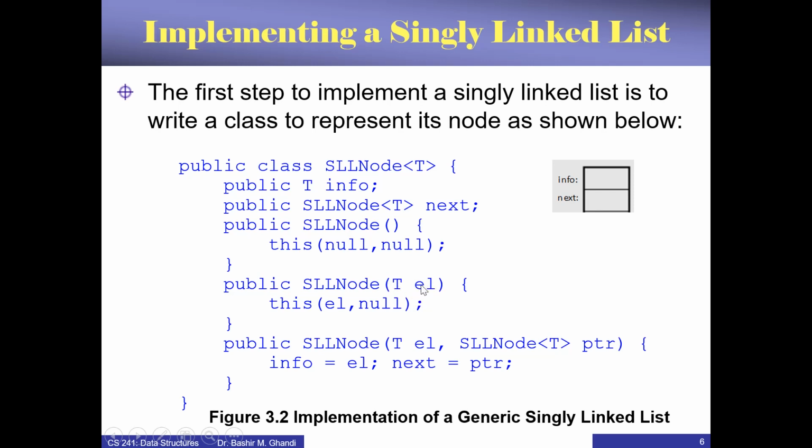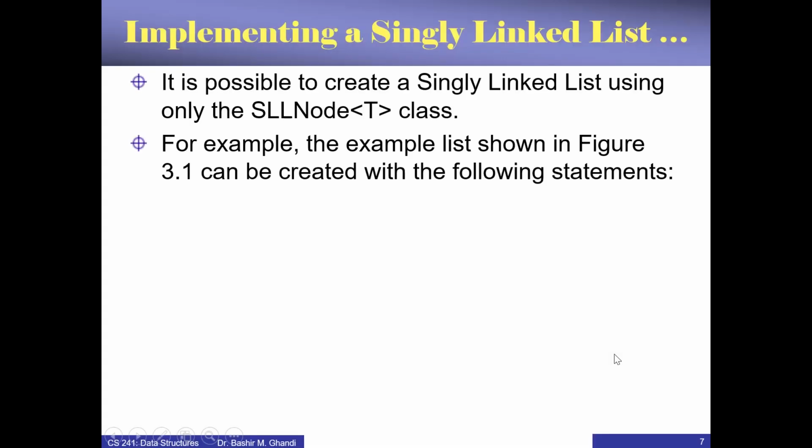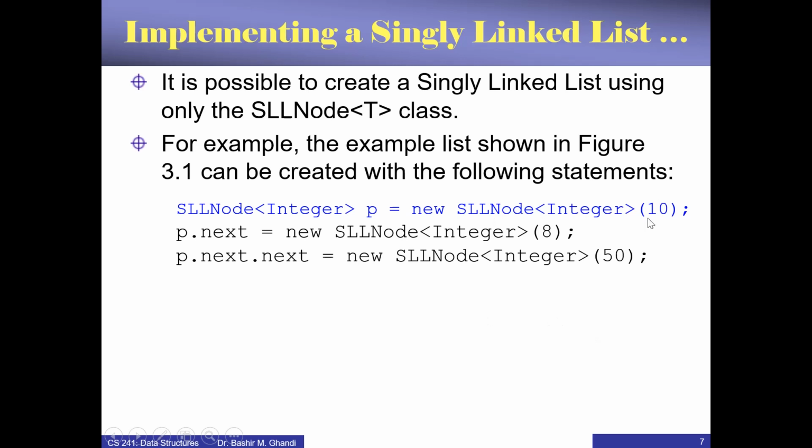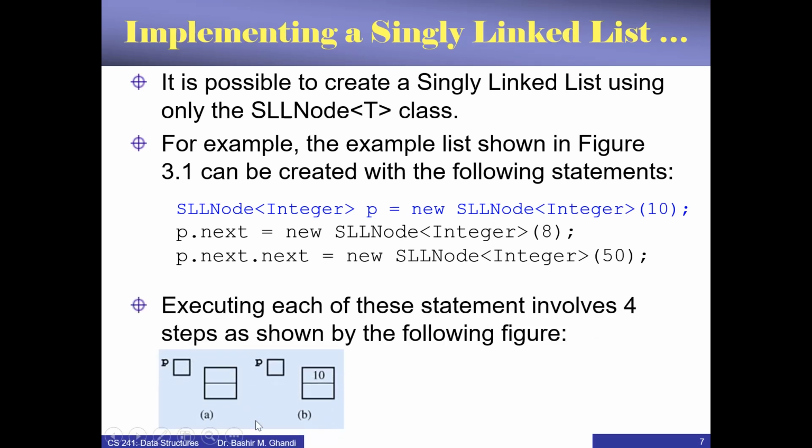So element will be 10 in that case. We are sending 10 to this constructor. Obviously, this constructor will send that same 10 and null to the other constructor, and this constructor will then say, okay, info becomes 10, next becomes null. This is basically what happens as a result of this call, and that is what we are showing in the second figure. 10 will be assigned to the first variable, and null will be assigned to the second variable. So this is the result of executing the right hand side of the assignment.